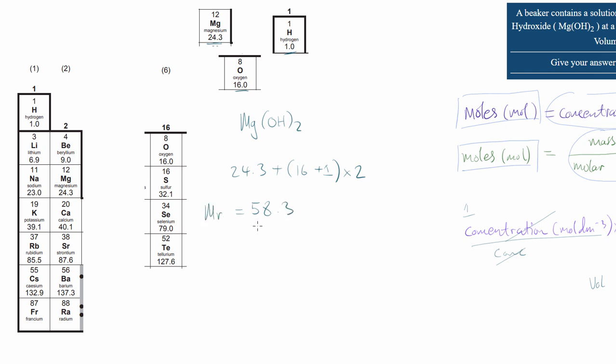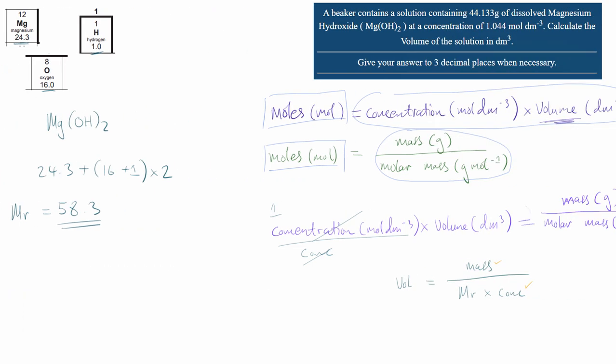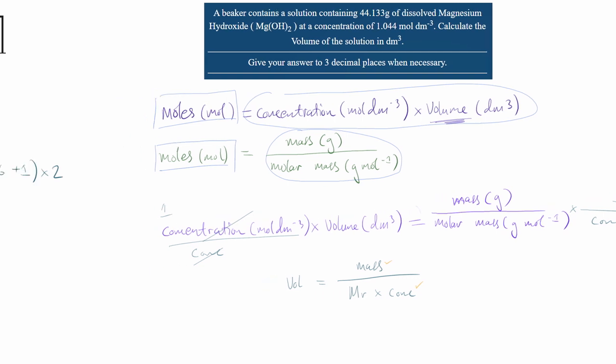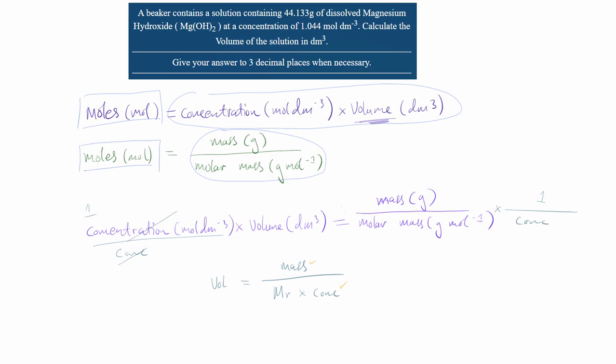So that's the molar mass in this case. The molar mass is 58.3. If we now refer back here, I'm just going to put a placeholder just to say MR, so that we don't have to go back over there again. So put MR equals 58.3.